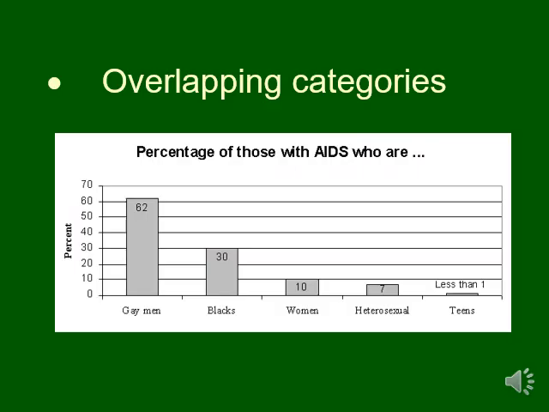One other thing to avoid is overlapping categories. This is a graph I came across where they're looking at the percentage of people with AIDS that fit in different categories, and you can see gay men, blacks, women, heterosexuals, and teens. The problem with this graph is there are people that could be in as many as 4 of those categories at once. You could have a teenage heterosexual black girl, and she fits lots of those categories.